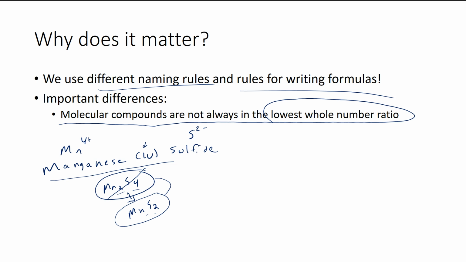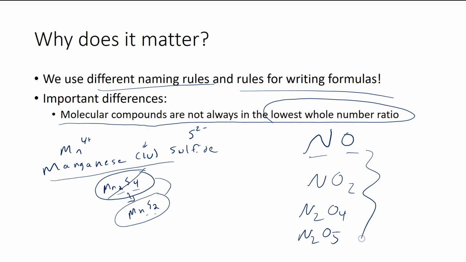One of the most commonly referred to, just because it's a great example, is nitrogen and oxygen. Nitrogen and oxygen could be nitrogen monoxide, in which case there's one of each. It could be nitrogen dioxide, with one nitrogen, two oxygens. It could be dinitrogen tetroxide or dinitrogen pentoxide. There's lots of different ways we can combine nitrogen and oxygen covalently so that we end up with a molecule that works. So ionic compounds, there's one way to write them correctly. Molecular compounds, there's many different ways.